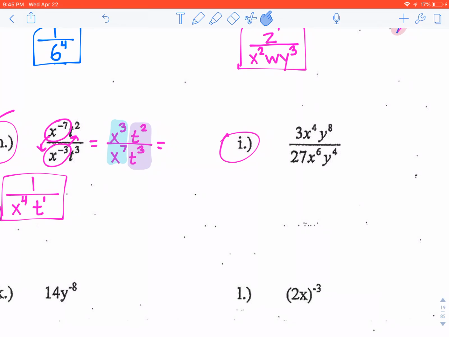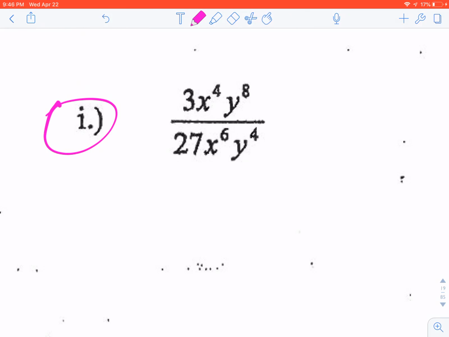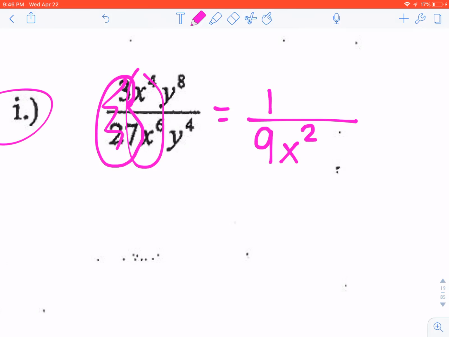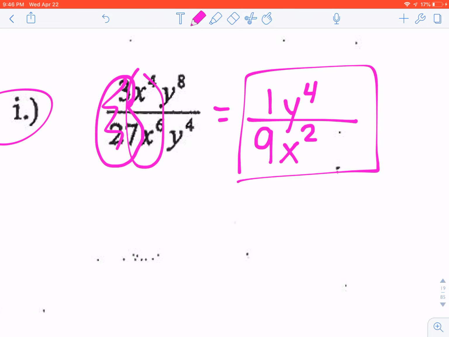Okay, letter I. All right, so this one, you will reduce your coefficient in front. We don't see any negative exponents, so we don't need to worry about that. So 3 over 7 on your calculator or in your head reduces to 1/9. The x becomes x to the second, goes on the bottom because that's where your bigger exponent is. What does the y become? Okay, hopefully you're saying y to the fourth. It goes on top because that's where your bigger exponent is.